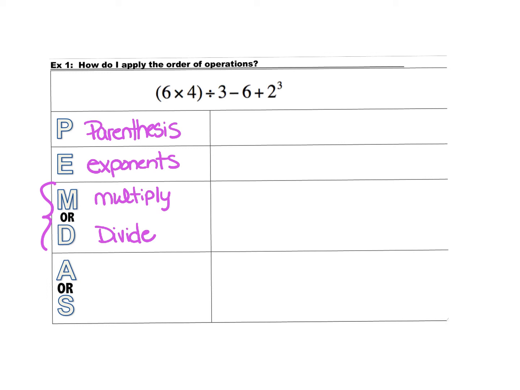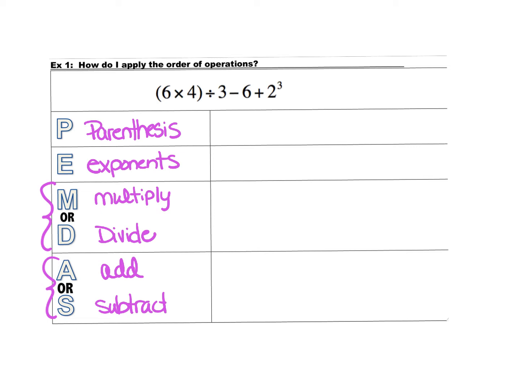And so for A, we have add, and S, we have subtract. And here we have the same, so we're going to do this from left to right as well. Whichever one comes first, the add or subtract, that's what you're going to do from left to right. All right, so let's take a look at the problem we have here. We have 6 times 4 in parentheses divided by 3 minus 6 plus 2 to the third power.